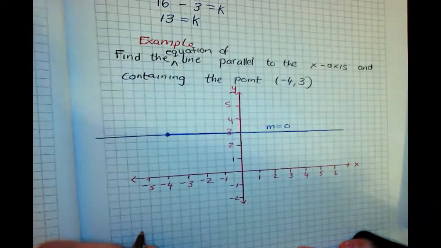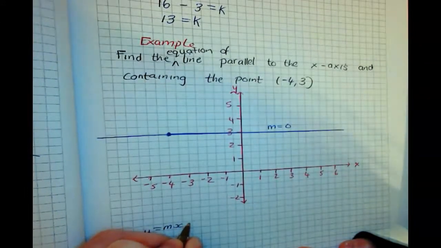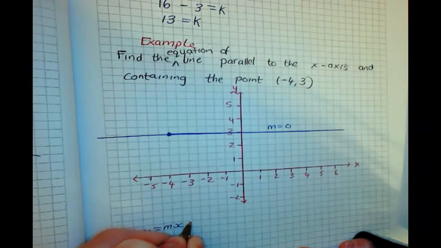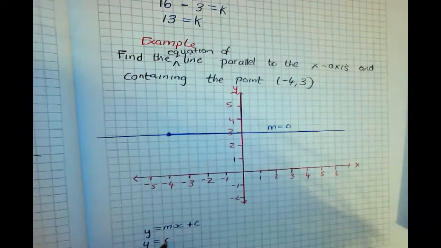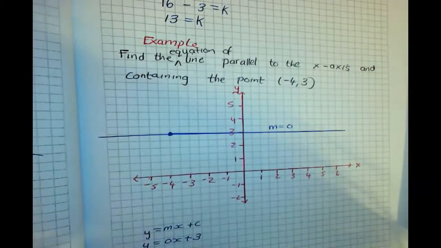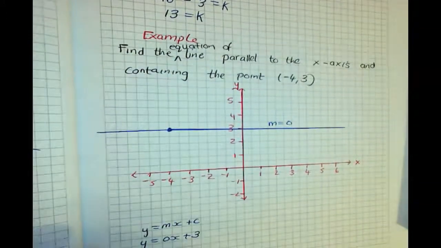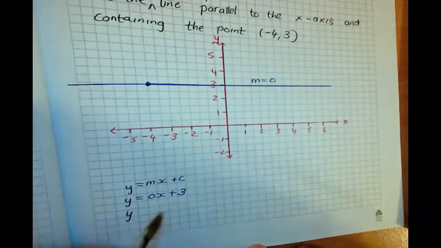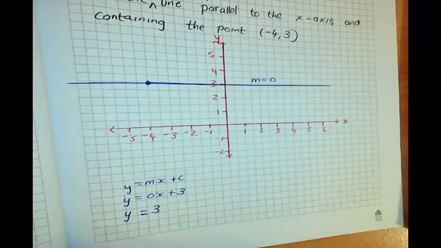Straight. So we know that the equation of the line then is y is equal to mx plus c. So we know that c is the y-intercept. So y then is equal to m of 0, x, plus c. C is where it cuts the y-axis, so it's going to be 3. So y then is equal to 0 by any number, which is just 0. So y is going to be equal to 3 there.